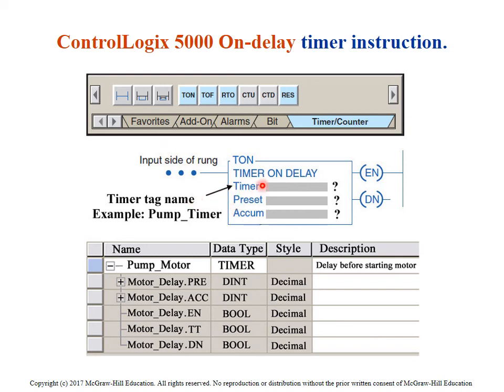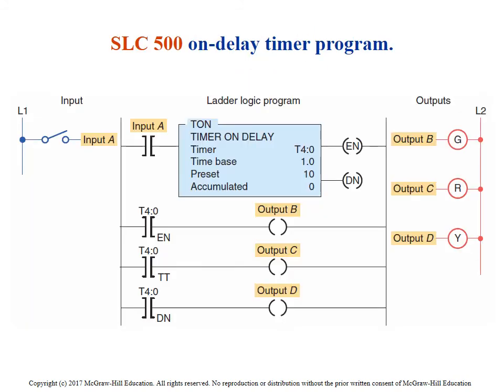So here, when we're developing this device, we enter a timer address, a preset value, and an accumulated value. We can enter whatever we want for a preset value, even another register if we wanted to. And, by the way, this is in a 5000. This is exactly how that lays out.